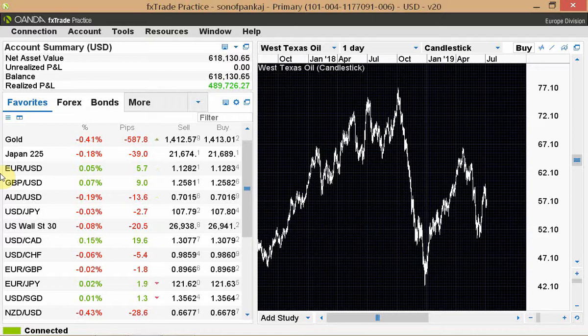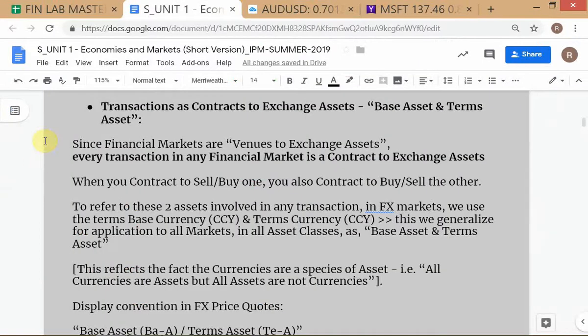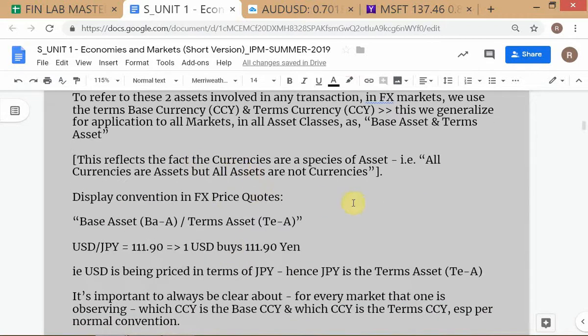Every market, that's why I said, you have to figure out what is the base asset, what is the terms asset, and what is the unit of trade. Whenever you see a market, you should try to identify these few things. Because every transaction is a contract to exchange assets, when you buy one, you sell the other. Or sell one, you buy the other. This we have already discussed.